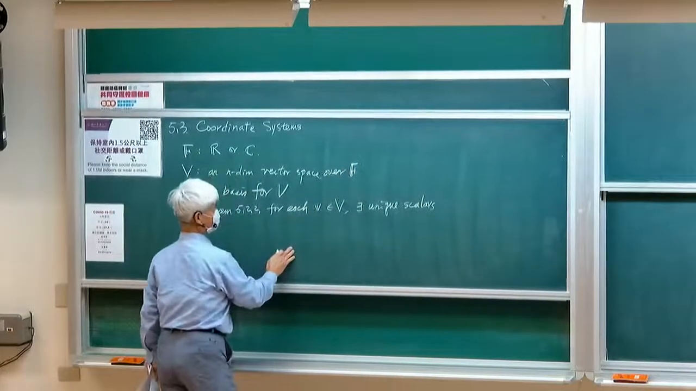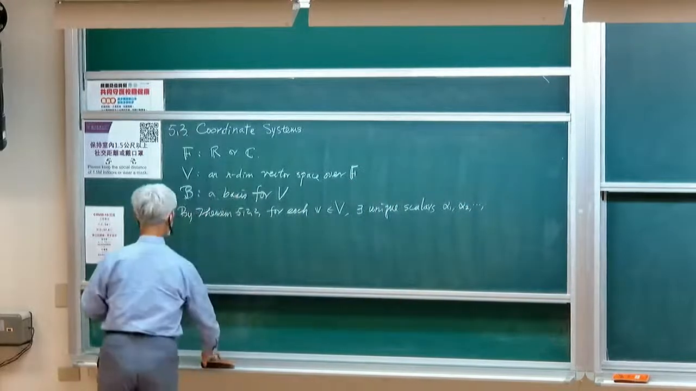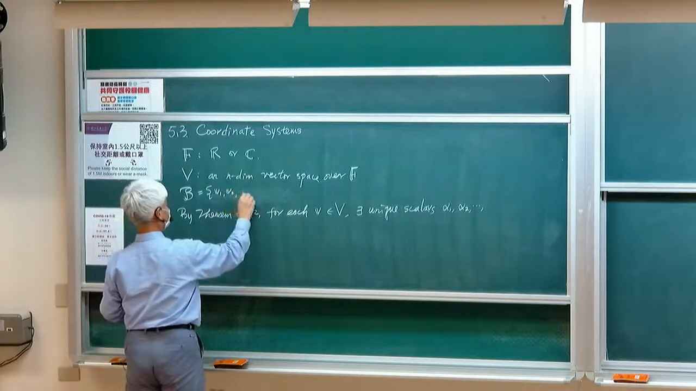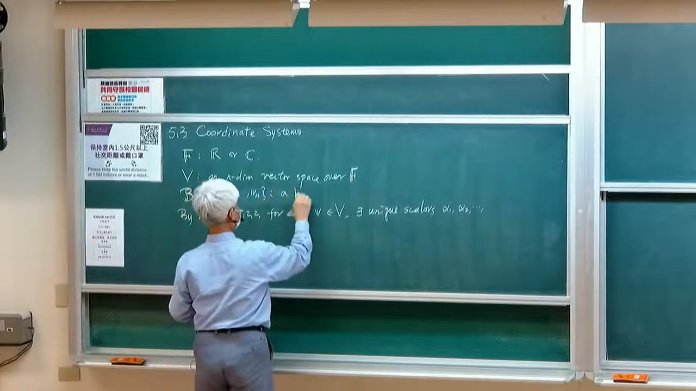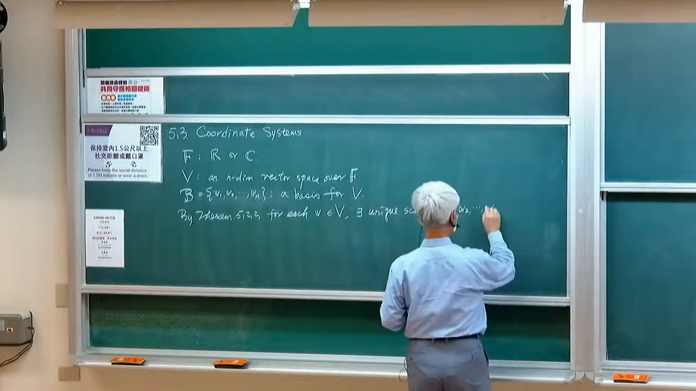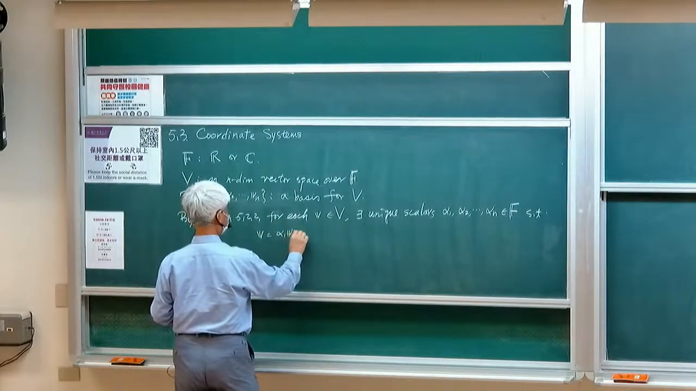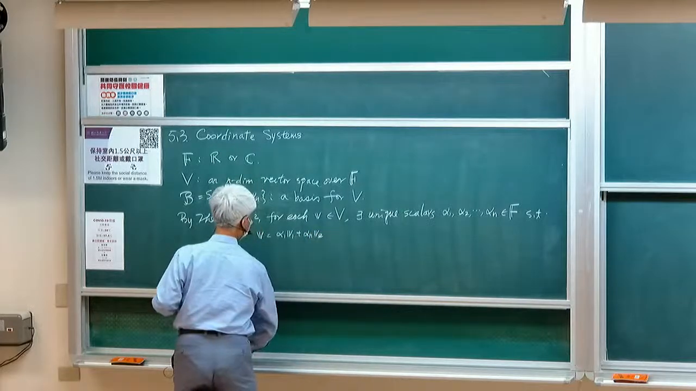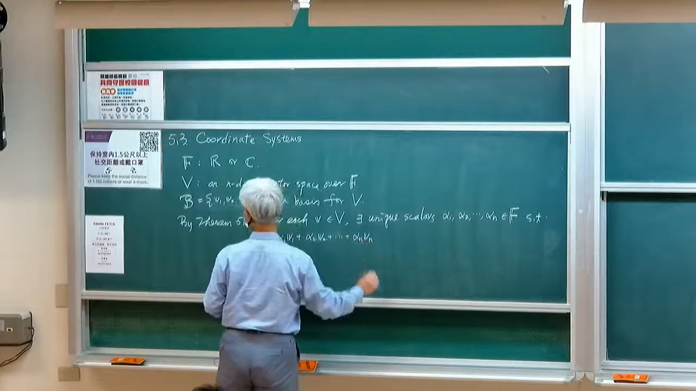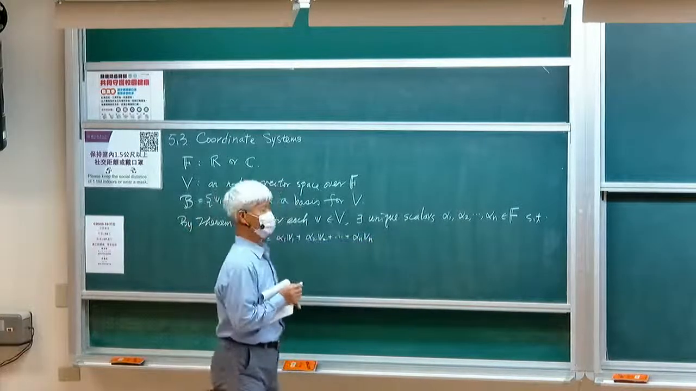So there exist unique scalars alpha 1, alpha 2, up to alpha n in F. By the way, I have to explicitly write down the basis vectors in B. Such that V can be written as a linear combination of the basis vectors, and the coefficients are unique scalars.